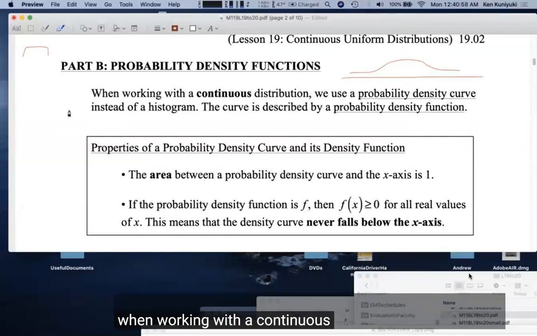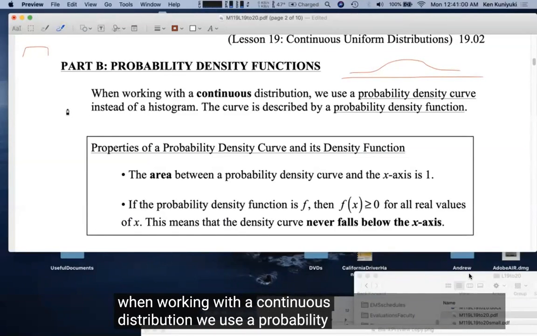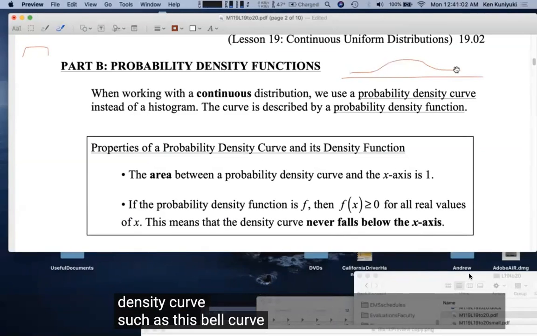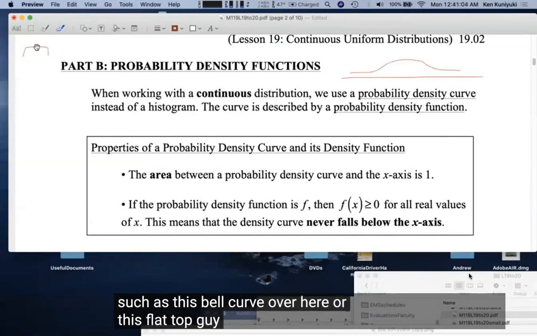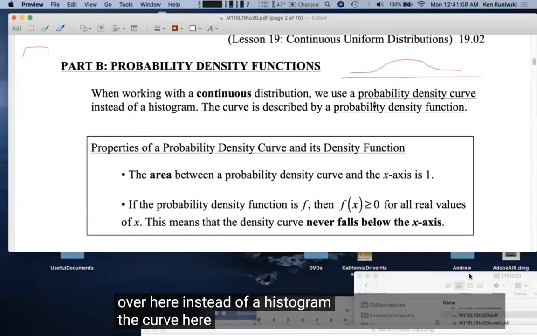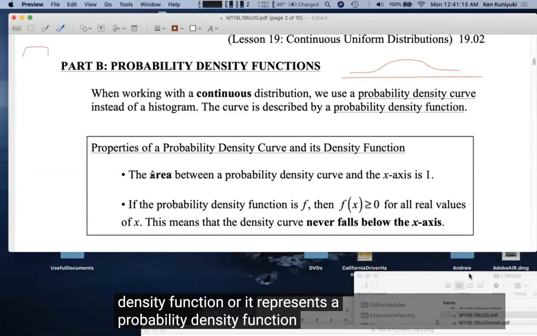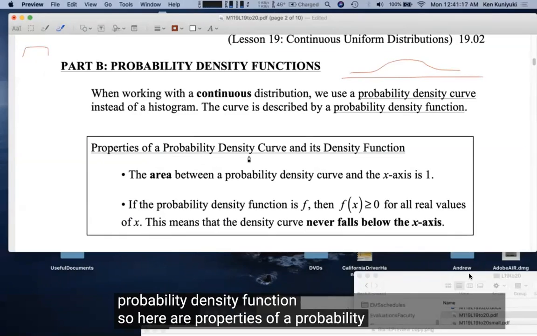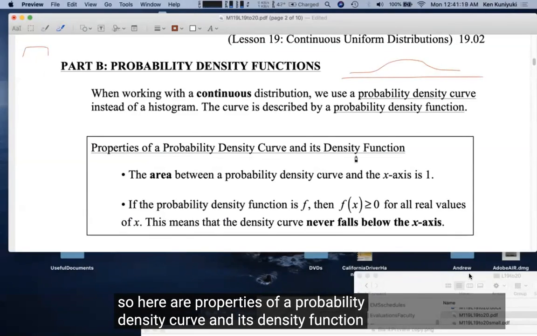When working with a continuous distribution, we use a probability density curve, such as this bell curve over here, or this flat top guy over here, instead of a histogram. The curve here is called a probability density function, or it represents a probability density function. So here are properties of a probability density curve and its density function.